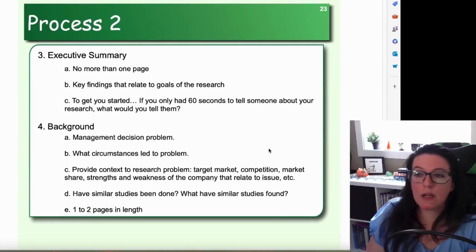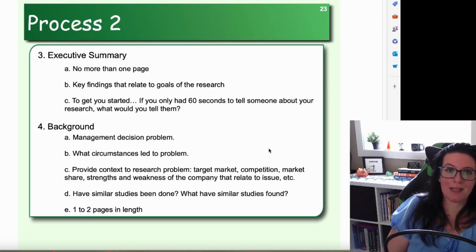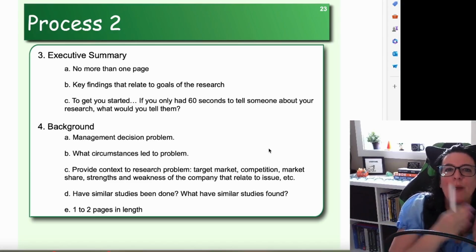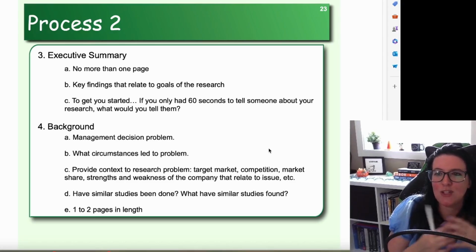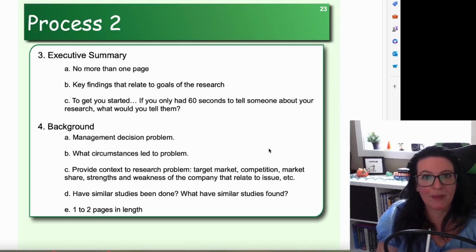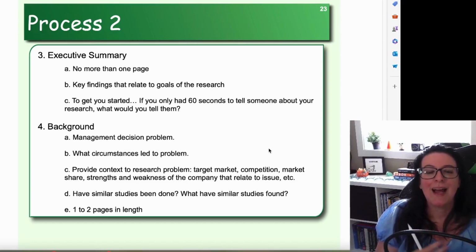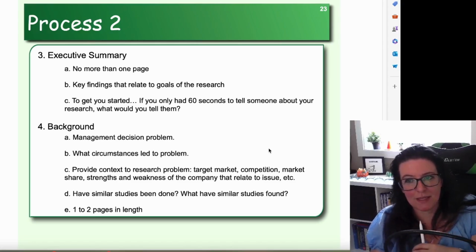Okay. You're going to include an executive summary. So this is that at a quick glance, we can see, what did you learn in this research project? How are we helping to solve the organization's problems or take advantage of opportunities? So no more than 1 page, key findings tie back to that research problem and the management decision problem, and tying it back to decisions and actions that can be taken.